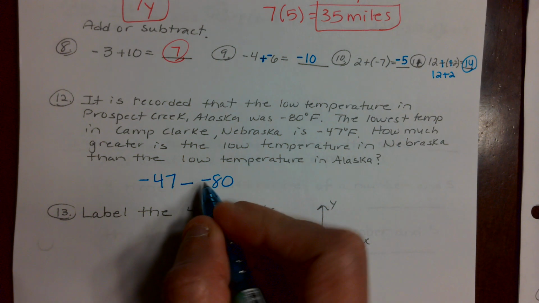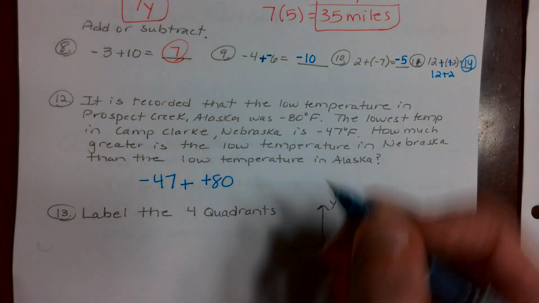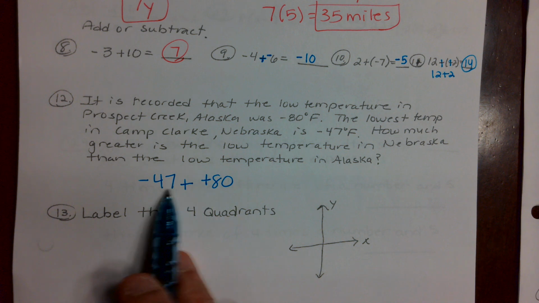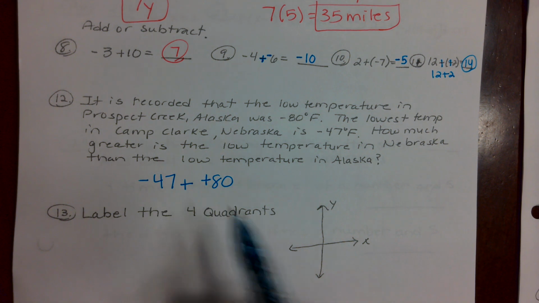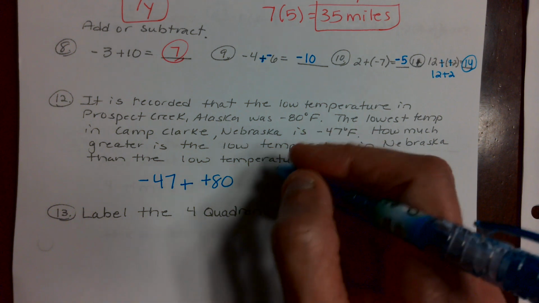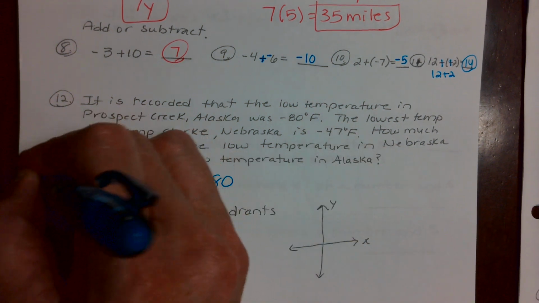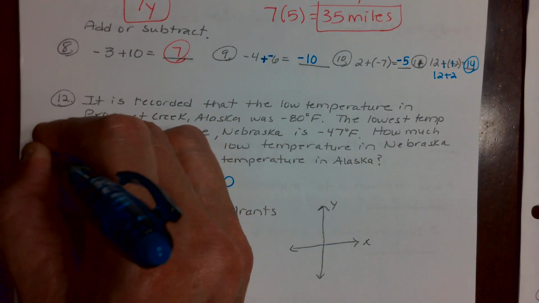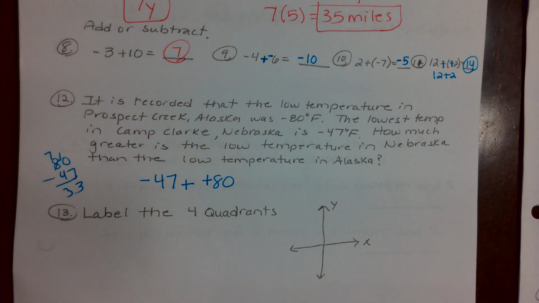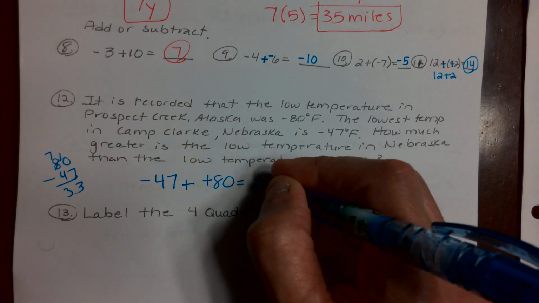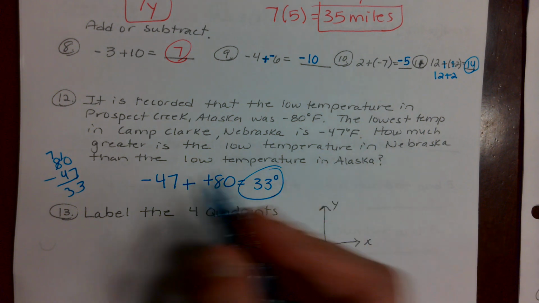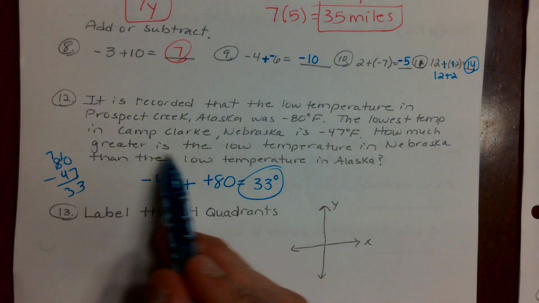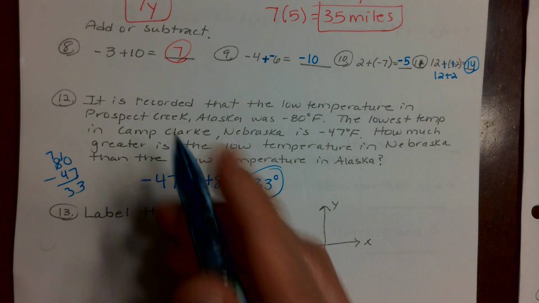Now, subtracting is the same as adding the opposite. So we end up with a fight again between the positives and the negatives. The positives win. How many more? If you do a little subtraction over here, you will see that it's 33 degrees. Remember, we're looking for how much greater it is, so we're looking for a difference.